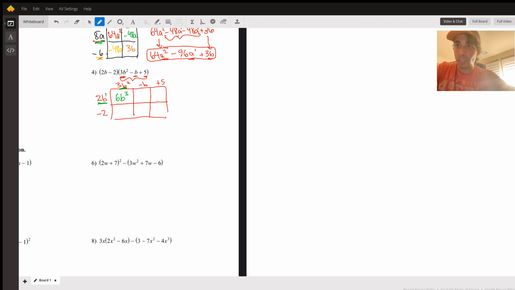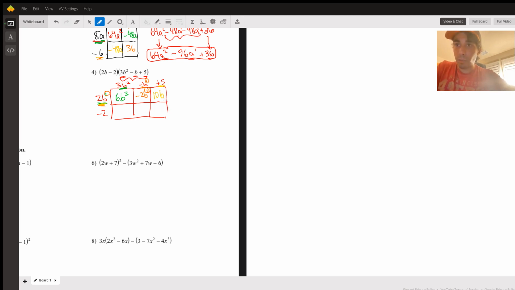All right. And then you've got 2b times negative b is going to be negative 2b squared, right? Again, that's your invisible exponent of 1. You got 1 plus 1 makes the 2. And then over here, you've got 2b times 5. 2 times 5 is 10, so you've got 10b.